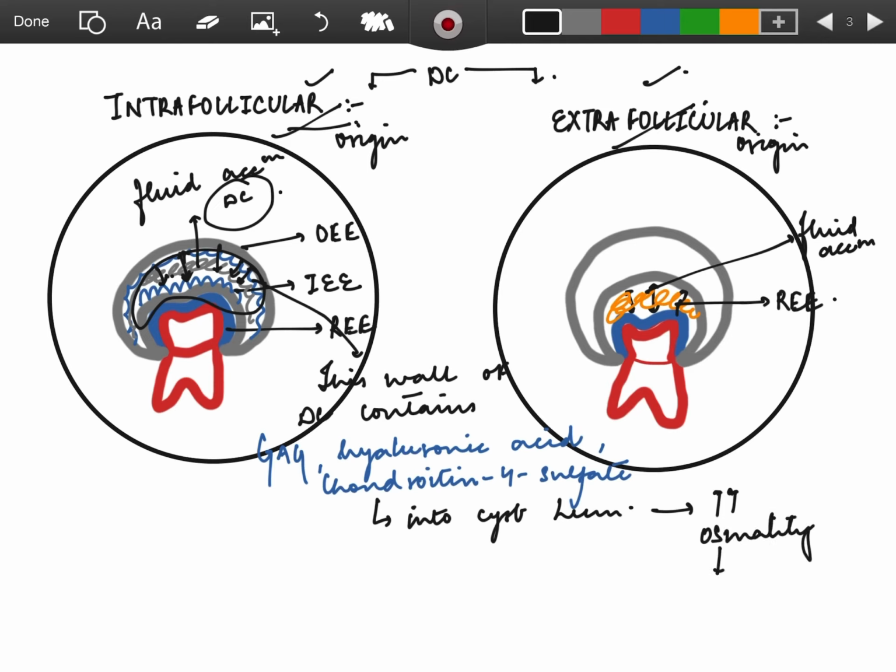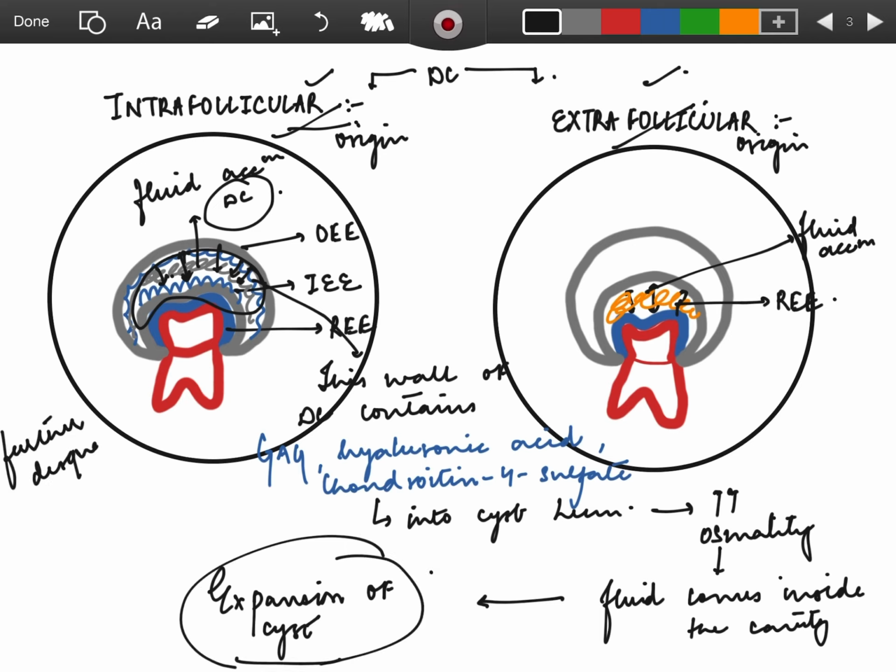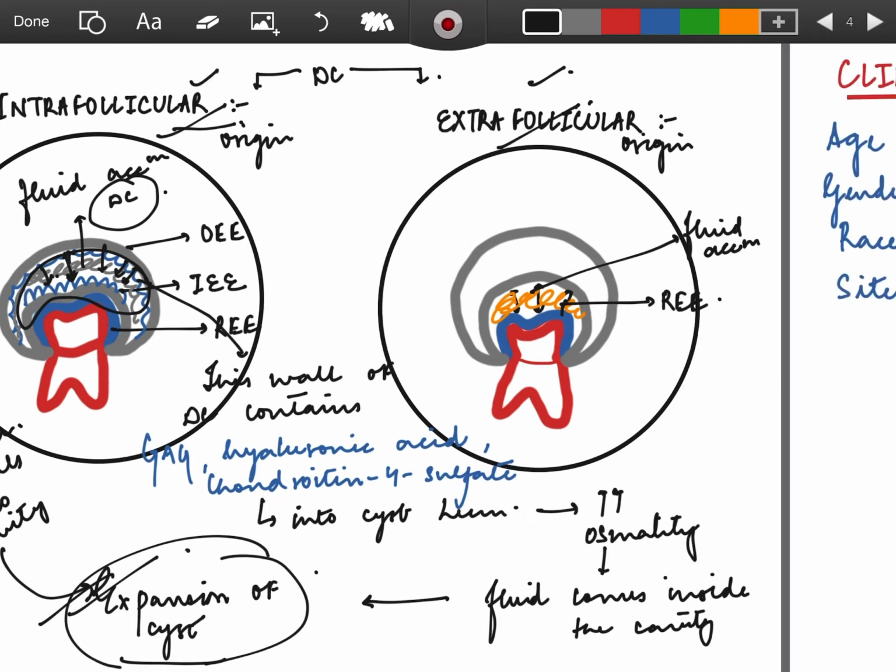So this will cause fluid accumulation into the cyst to maintain the osmolality. That's why the expansion of the cyst occurs. The further expansion of the cyst is brought about by desquamated cells when shed into the cystic lumen. They further increase osmolality, and there occurs a further expansion of the dentigerous cyst.